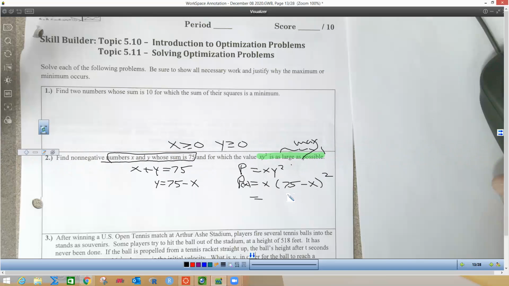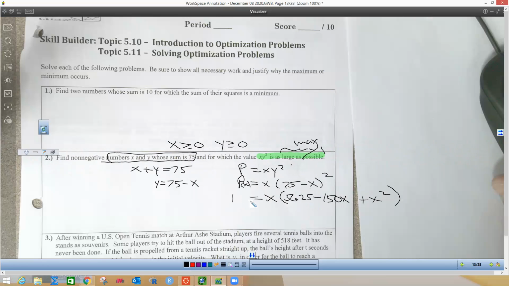Simplify. All right, so I've got to take 75 and square it. I don't have that one memorized. I don't know if any of you do or not. So that's 5,625. So I got x times 5,625 minus 75 times negative x times 2. So that's going to be minus 150x plus x squared, and then you distribute that x in there.